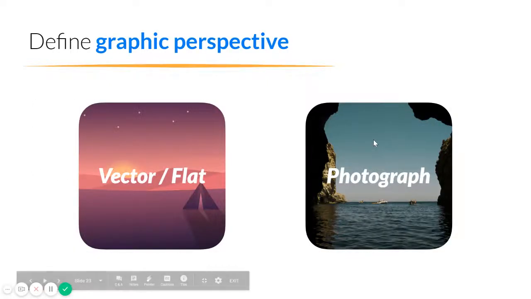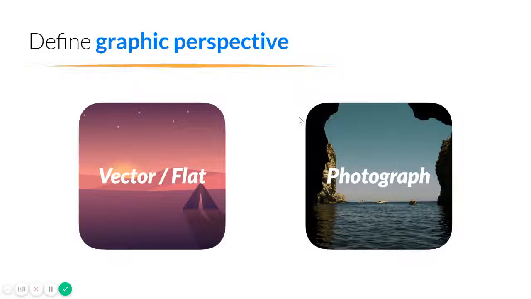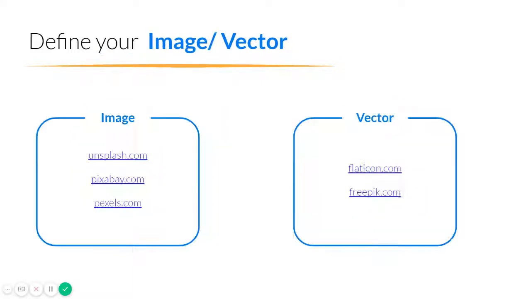Now, we'll move to how you define a graphic perspective. You can make it either in a photograph plus text manner, or you can go with a vector or illustration plus text manner. So these are the two perspectives that you need to take. I'll be explaining along with these two perspectives simultaneously as we proceed how you can make things.